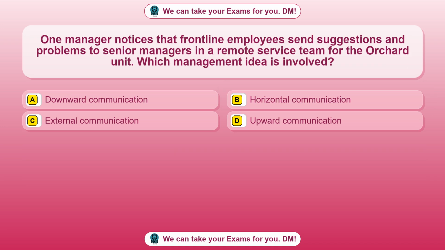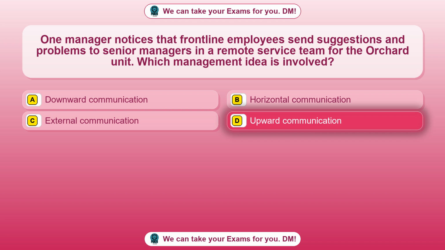Question 22. One manager notices that frontline employees send suggestions and problems to senior managers in a remote service team for the orchard unit. Which management idea is involved? Option A, downward communication. Option B, horizontal communication. Option C, external communication. Option D, upward communication. The correct answer is option D, upward communication.